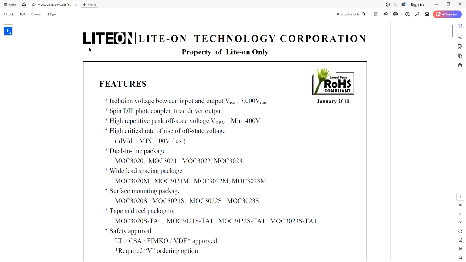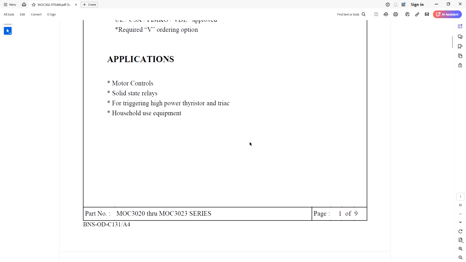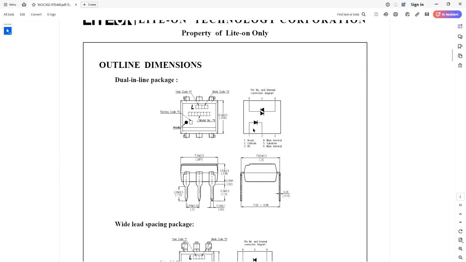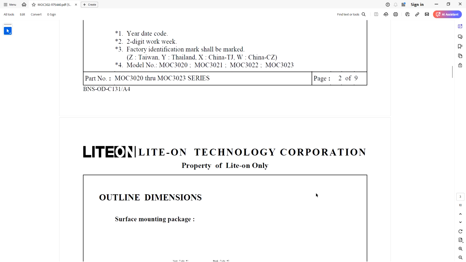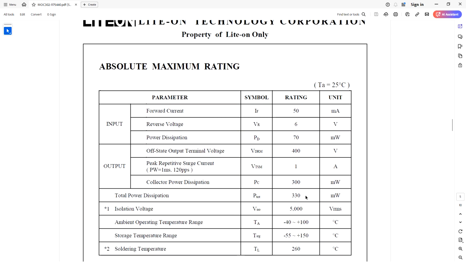Okay, so here's a data sheet on the optocoupler. I've used a lot of these. The MOC3020, isolation of up to 5 kilovolts. It's a 6-pin DIP photocoupler, Triac driver output. It's got a high repetitive peak off-state voltage of a minimum of 400 volts. Used for motor control, solid state relays, triggering high power thyristors, and Triacs, household use equipment. Here's what it looks like. Here's your LED. Here is your built-in Triac. It's actually a photo Triac, if you will. And that's really what we need to know.